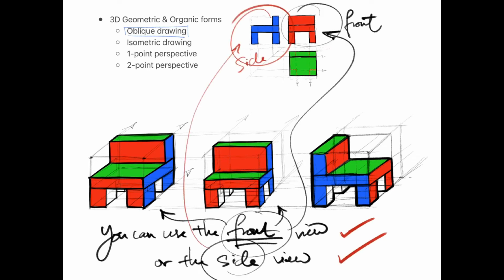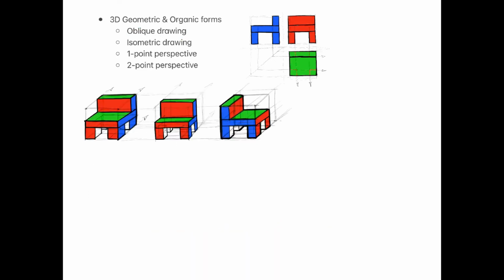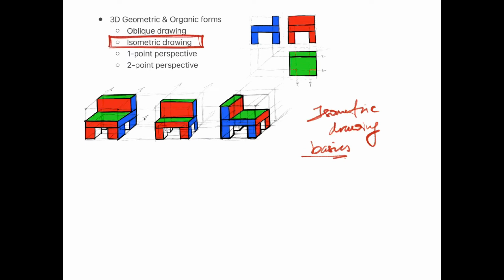We are quite done with oblique drawing. Next up, we're going to do isometric drawings. I'll introduce to you the basics of isometric drawing first.